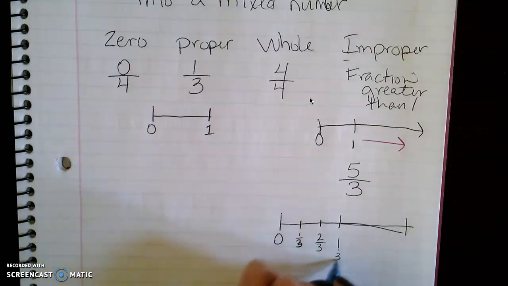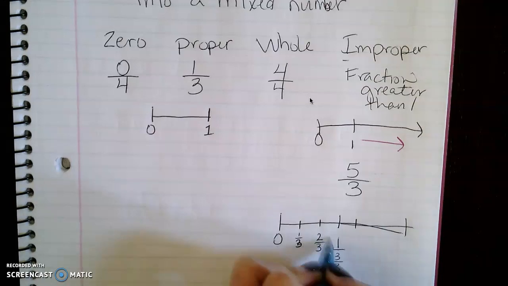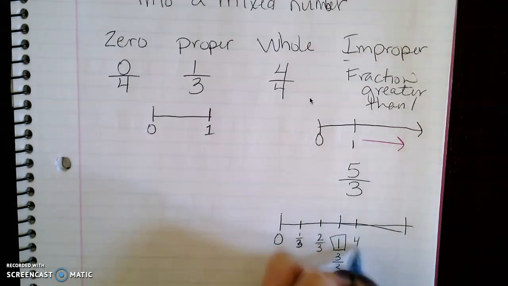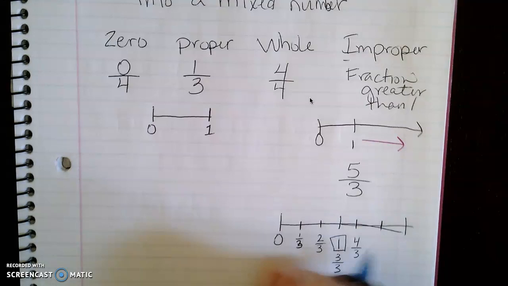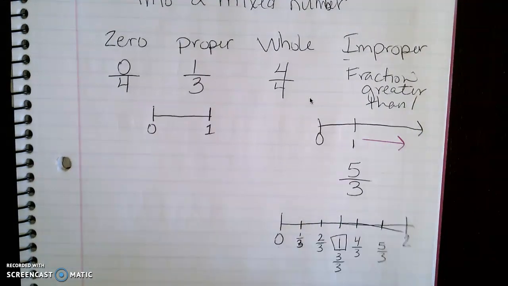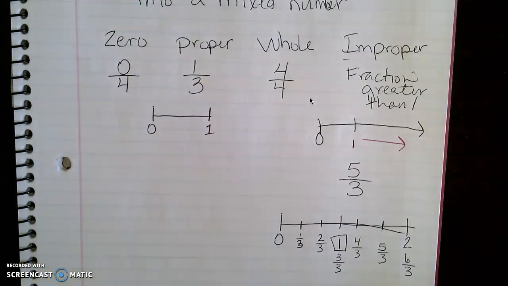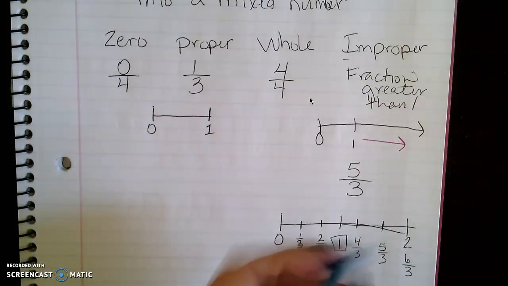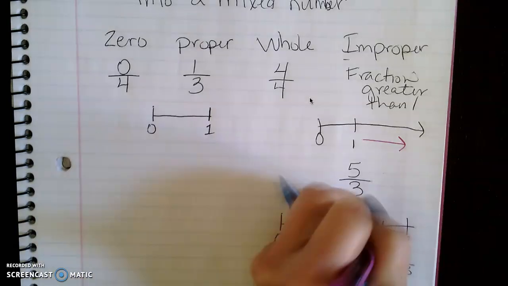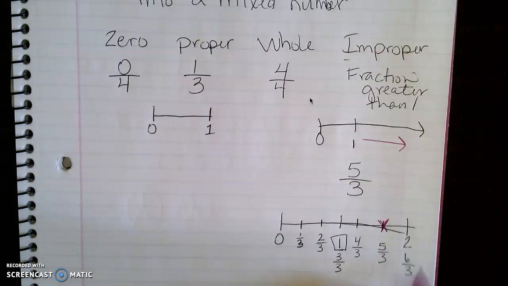So if this is 3/3, then this right here, the box around that 1 whole, is 4/3. And this right here is 5/3. So this here, which would be the whole number 2, is 6/3. And I could keep going. So 5/3 is here on my number line, right? It is greater than 1 whole, but in this case, it's not quite as big as 2.